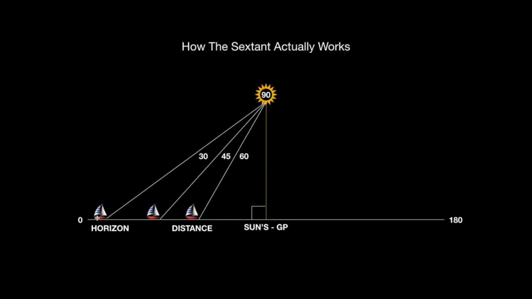So this is how it actually works, right? There is your 90 degree angle here, right? Without that, you can't do anything, right? So this is a boat here, and it sees the sun at 30 degrees. This one here sees it at 45, and this one here sees it at 60 degrees. So that's the GP of the sun there. So these are three different distances from the GP of the sun.